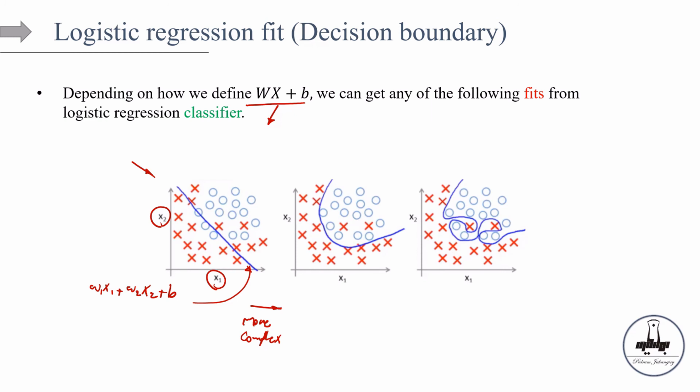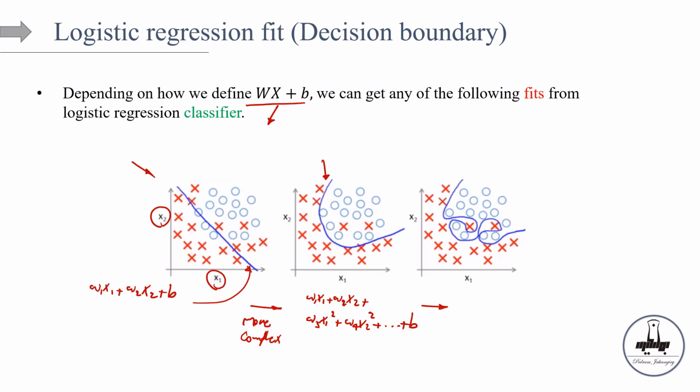If we make it more complex, maybe we end up with something like this: W1 x1 plus W2 x2 plus W3 x1 squared plus W4 x2 squared, and so on, plus B. If you do that, we get this kind of boundary. So the boundary is going to be nonlinear. Even though the logistic regression model itself is a linear model, the fit, the decision boundary, can be perfectly nonlinear, which is the case here.